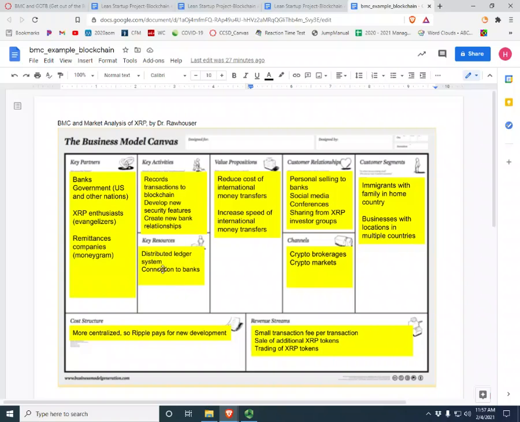What are their resources? Well, they have this distributed ledger system. So each distributed ledger system is a little bit different. That is what is the blockchain. And they also have connections to banks, which is really important for them to work.